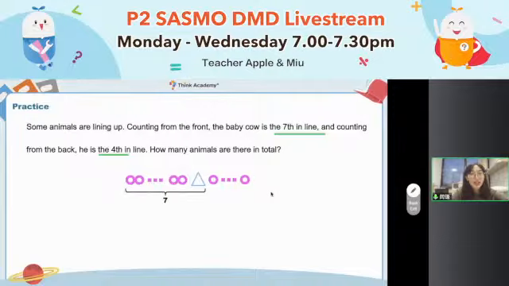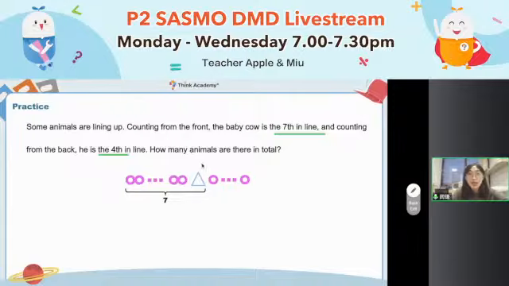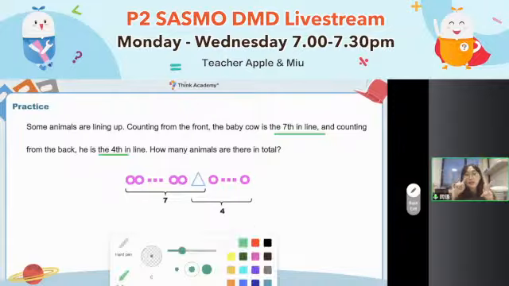Okay, now let's have a look. 7th. That is actually the baby cow is included in this 7 animals, right? Because 7th is an ordinal number. And also, counting from the back, he is the 4th one. So that is for 4. Again, baby cow is included in these 4 animals.